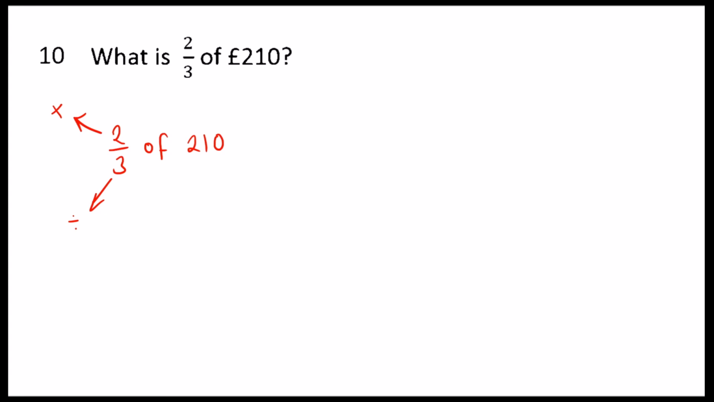So in order to work this out, I would start off by doing 210 divided by 3. That gives me an answer of 70. That would be 1/3 of 210. I'd then take this answer of 70 and times it by 2, because that is my numerator. This doubles a third to give me the 2/3 that I asked for, 140.